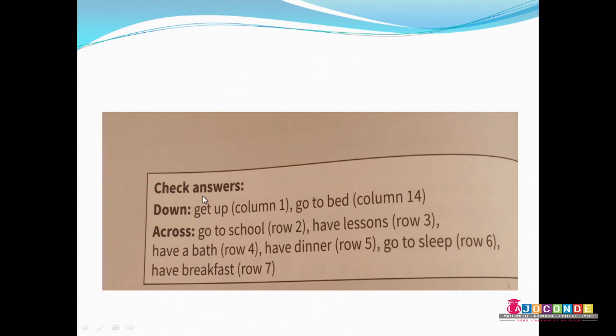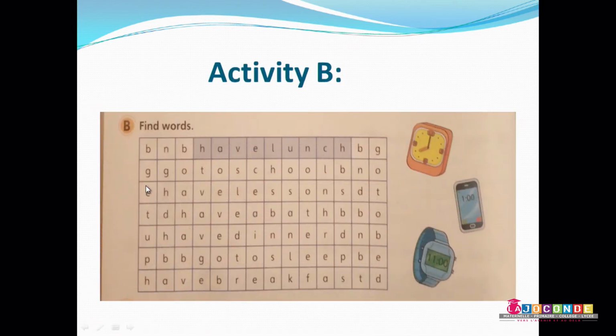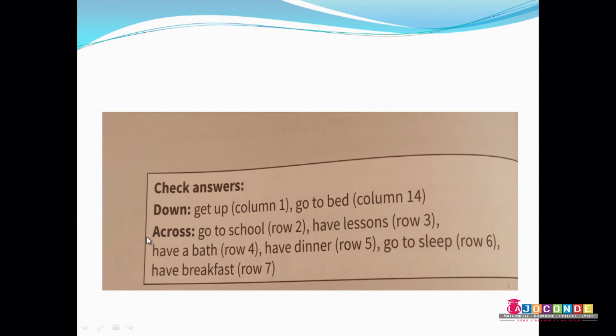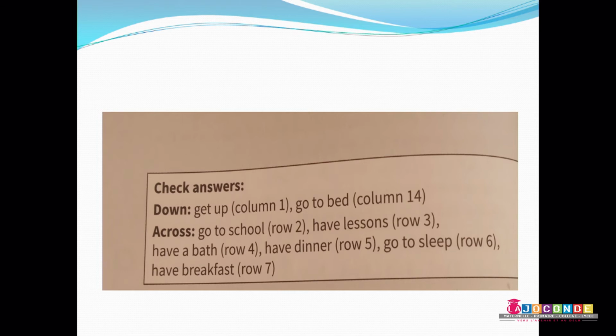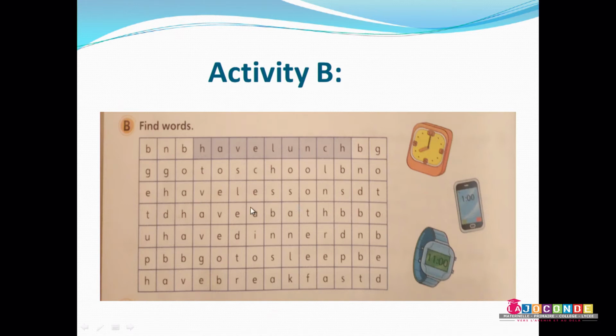Look, get up in column 1. Where is column 1? Look, this one. Get up. You color these letters to complete the word get up. Good. Now, go to bed in column 14. Yes, column 14. Here you have 1, 2, 3, 4, 5, 6, 7, 8, 9, 10, 11, 12, 13. What is the word? Go to bed, go to bed, good. And here you have a cross. So what is a cross? Like this way, okay?